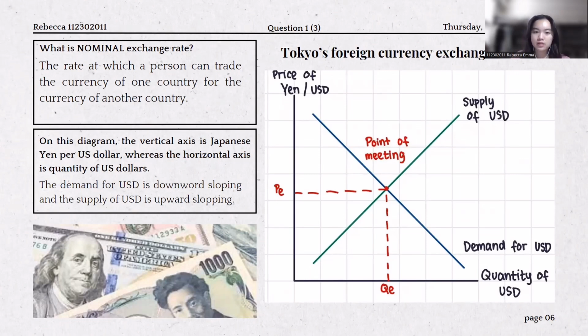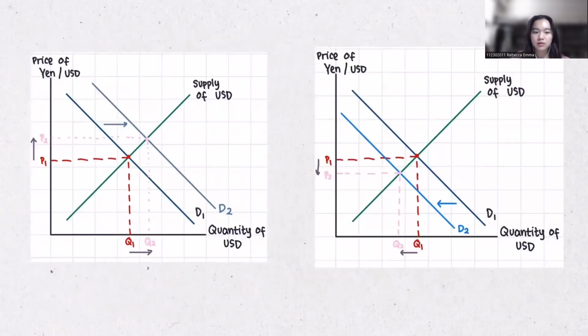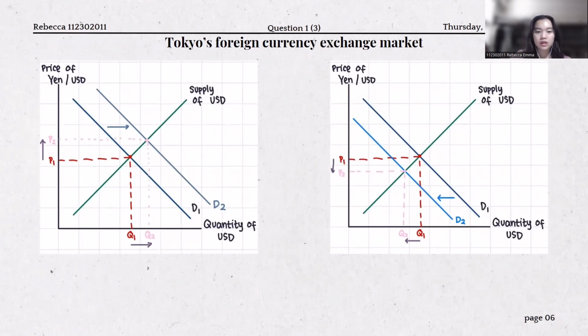There are several factors that can affect the supply and demand curves. Well, first, for the demand, interest rate. A higher interest rate will increase demand. So an increased demand will shift the demand curve to the right, which raises the price of the yen per US dollar. Well, when there's a decrease in demand, it will shift the demand curve to the left, which decreases the price of yen per USD and also decreases the quantity of US dollars.